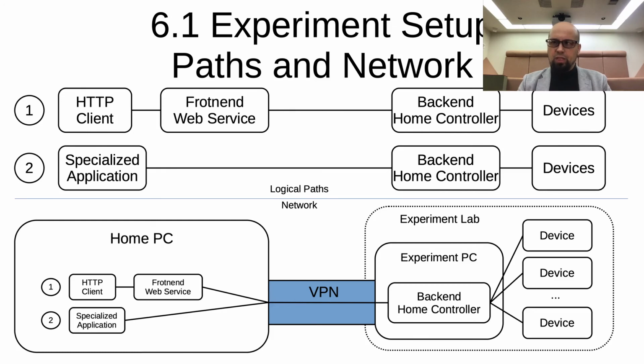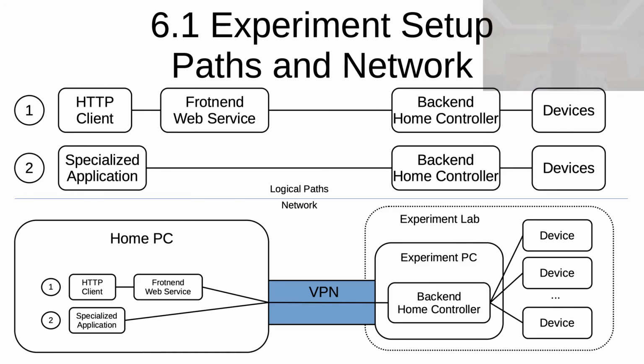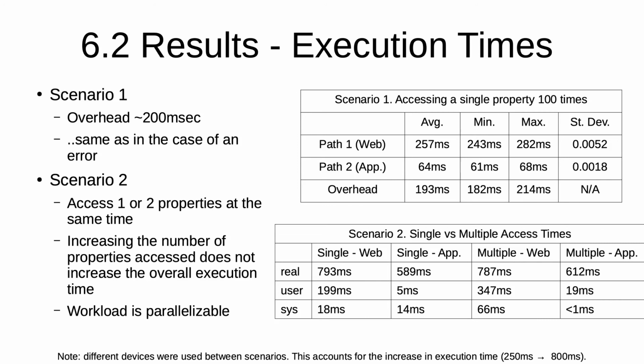In terms of networking, the HTTP client, the web frontend, and the specialized application were run on the same home computer, which in turn connects over a VPN tunnel with the backend. And here are the results. In the first scenario, a single device property was accessed 100 times and the results were recorded. The web API path, path 1, turned out to be on average 200 milliseconds slower compared to path 2. This overhead is very similar to when a client request results in an error that's handled locally.